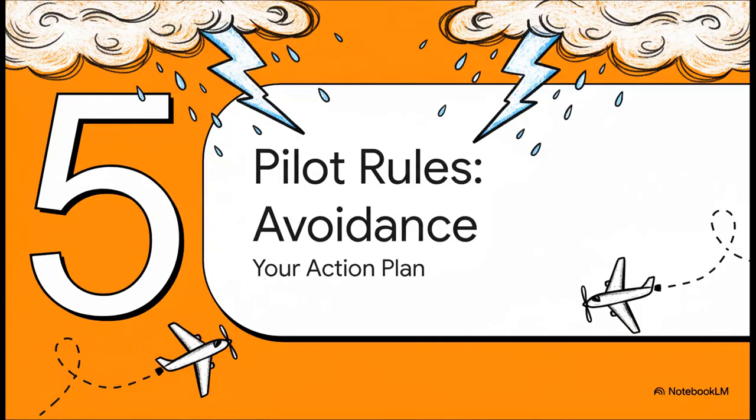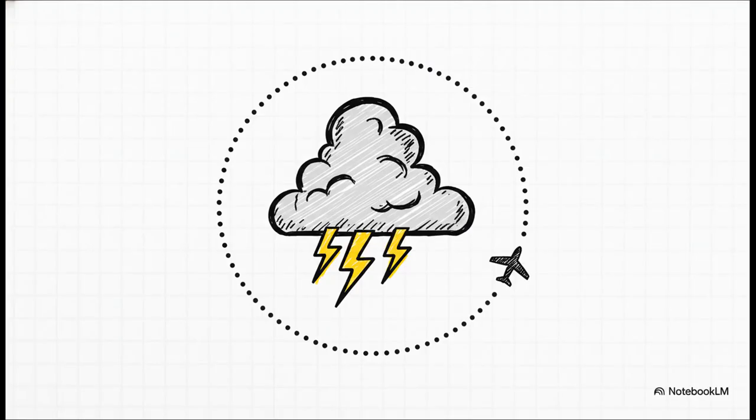Okay, everything we've talked about so far, it all leads to this. This is the most important part of the entire briefing. The simple, direct, and totally non-negotiable rules for staying safe. The number one rule is simply avoid. Avoid, avoid, avoid. The time to make a decision about a storm is on the ground, in the briefing room, not when you're staring at a wall of black clouds.